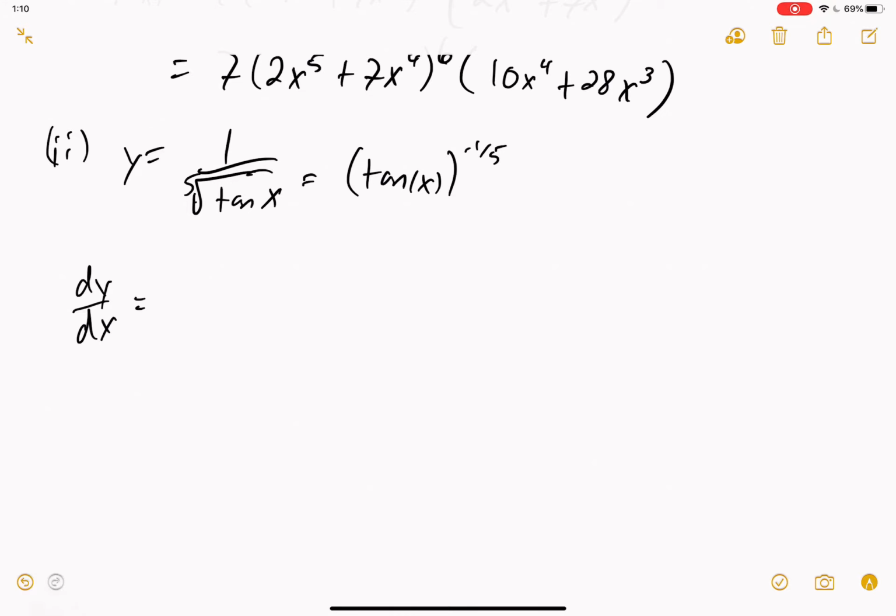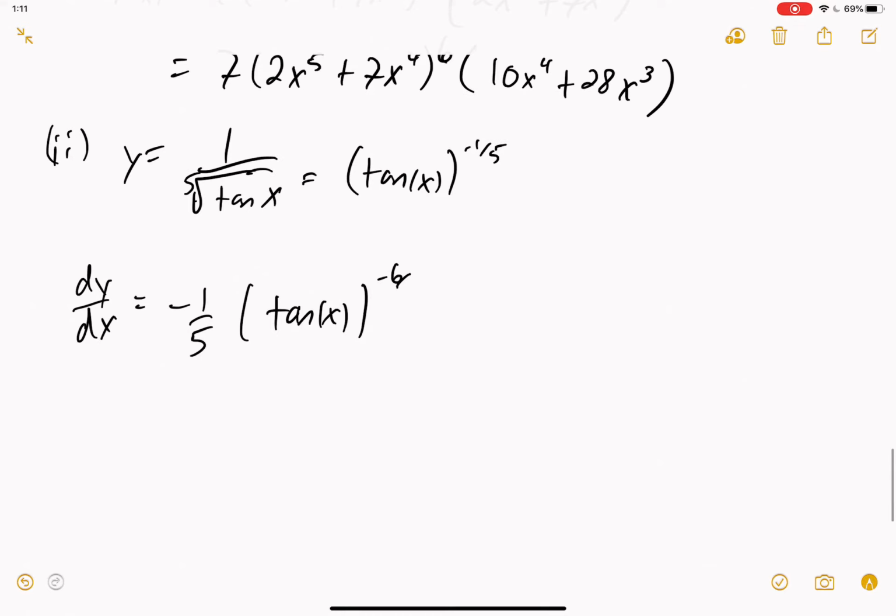So we bring down that exponent, negative 1/5, and subtract 1. Again, we leave the inside the same because we evaluate at the inside. Negative 1/5 minus 1 is just negative 6/5. Then times the derivative of the inside, so times the derivative of tangent x.